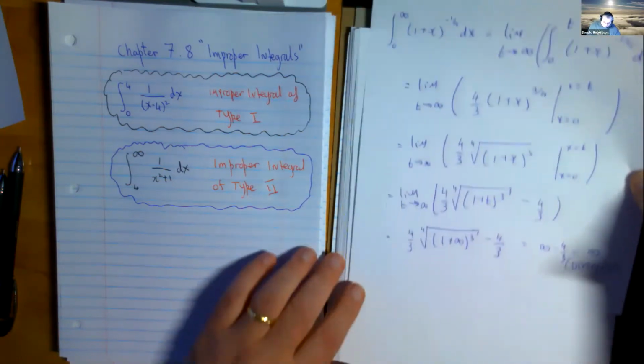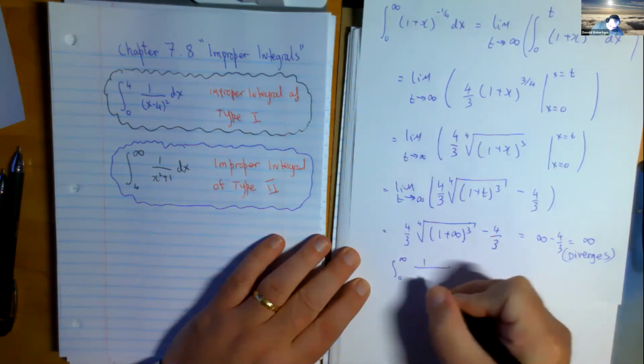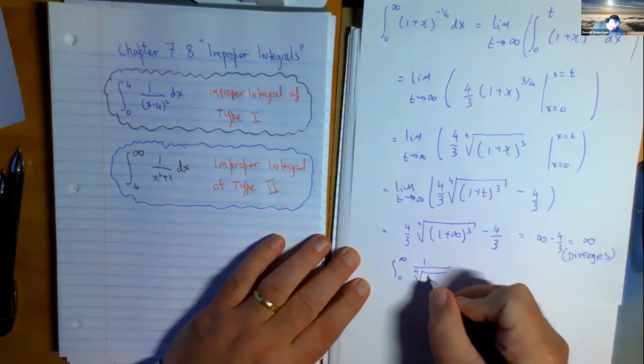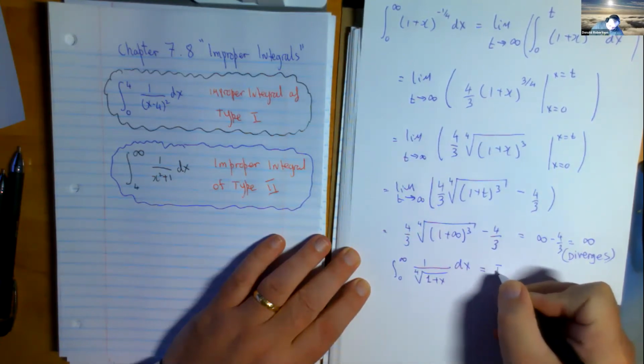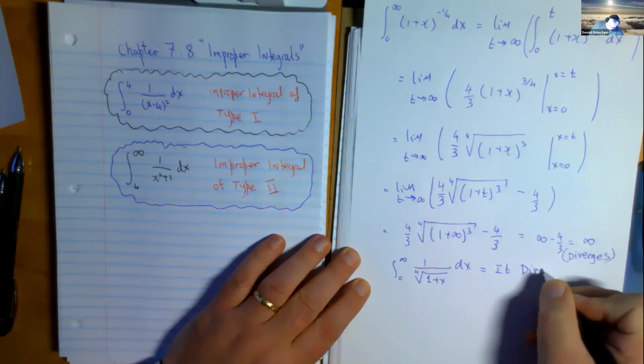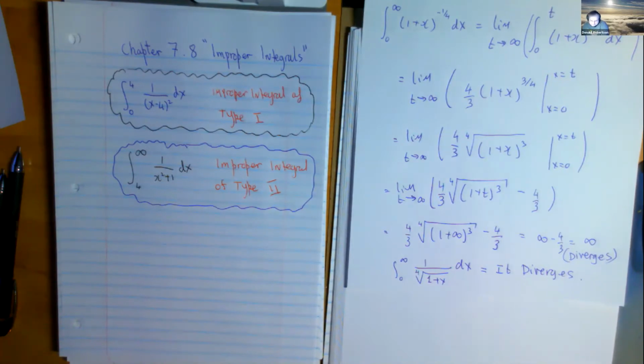And so your answer to this question, which is what is the integral from 0 to infinity of 1 over the 4th root of 1 plus x, your answer is it diverges. In this particular case, isn't the answer infinitely large? Right, the area is infinitely large. So if it's a number, you say converges, and if it's infinity, you say diverges.